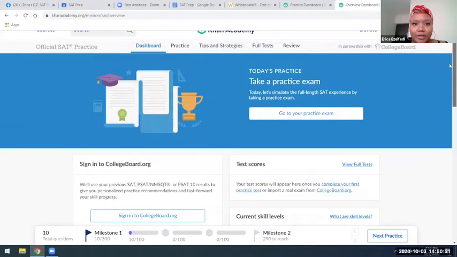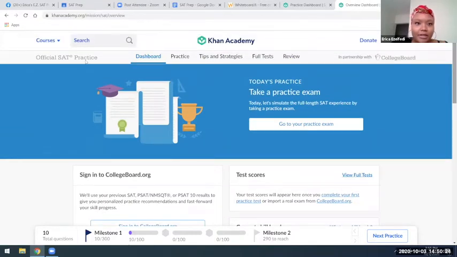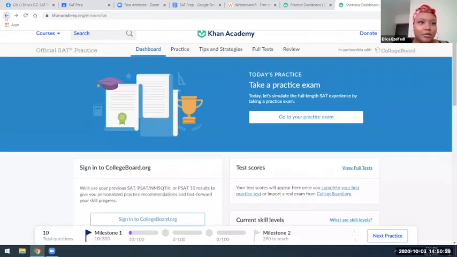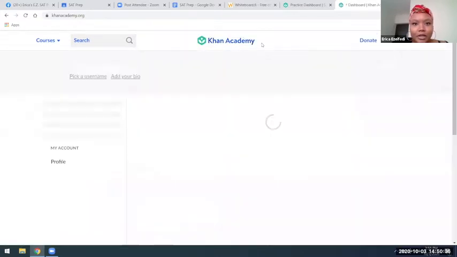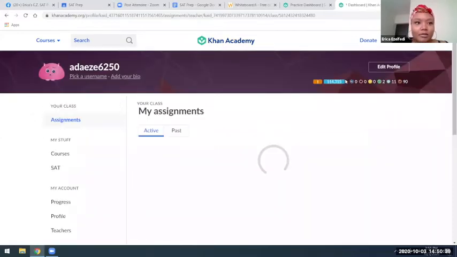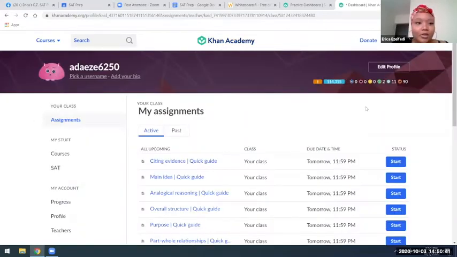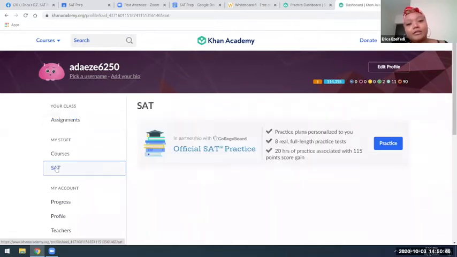I'm on my dashboard here for the SAT practice. Actually, let me rewind and show you how to get here in case you don't know. Let me go to my home screen. I just hit Khan Academy. I'm already logged in, that's my little login icon. I'm going to go to the left under my stuff and hit SAT. Now, just one thing to click: I'm going to hit practice.